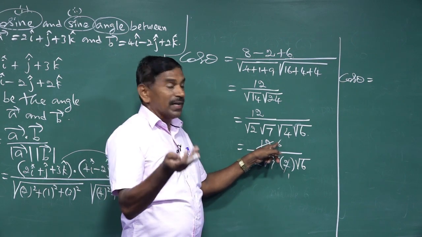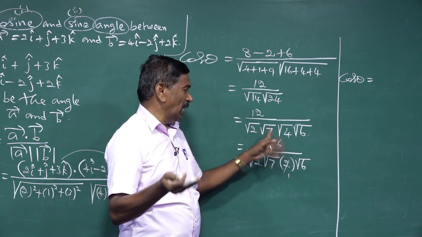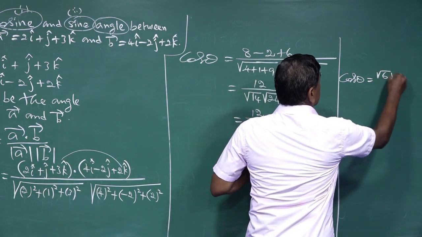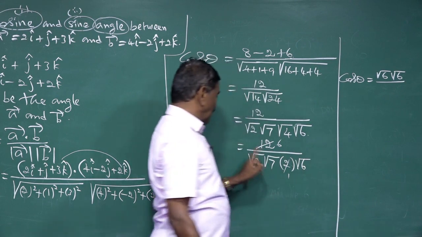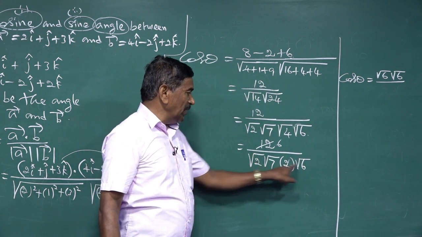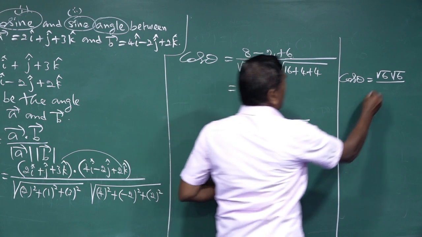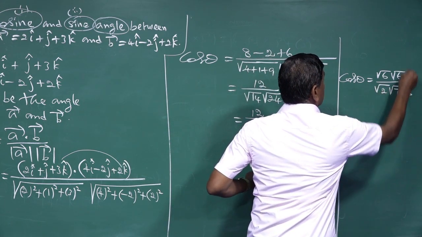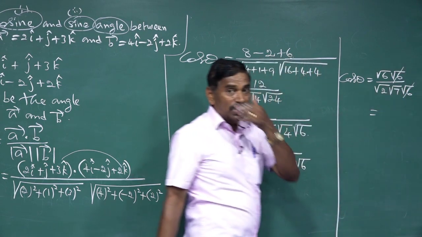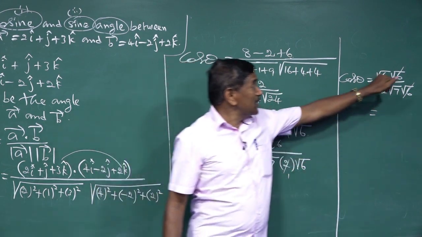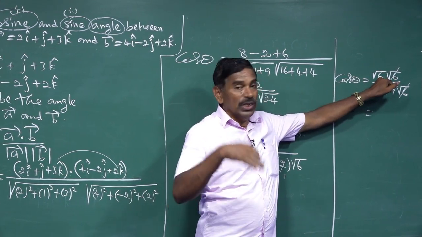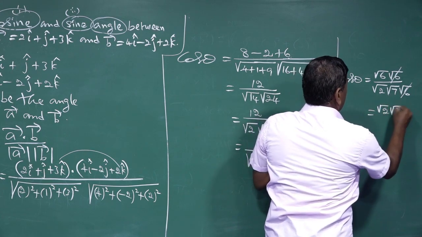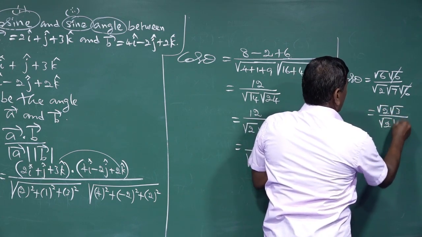Also, that root 6 again can be rewritten as root 2 into root 3. First of all, 6 can be rewritten as root 6 into root 6, divided by the denominator root 2 into root 7 into root 6. First of all, root 6 cancels. This root 6 again can be rewritten as root 2 into root 3, because 2 3s are 6. So, root 2 into root 3 divided by root 2 into root 7.